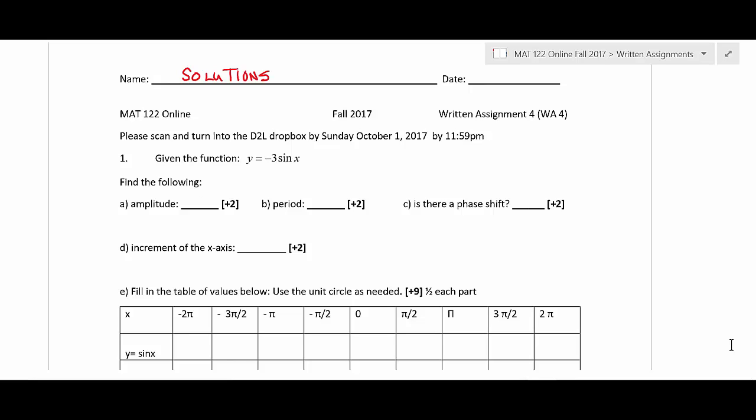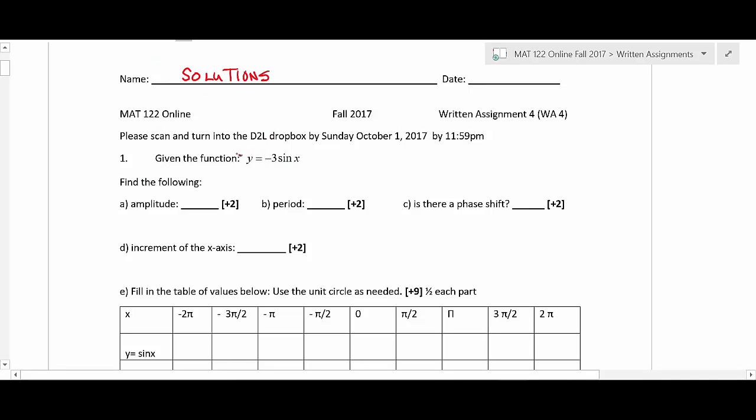Okay, so I'm going to go over the solutions to this assignment number 4. And again, your goal with this is to be able to do this totally without your calculator. So we're going to start with this first example where I have y equals sine negative 3x.